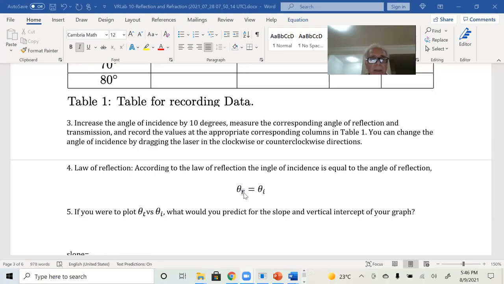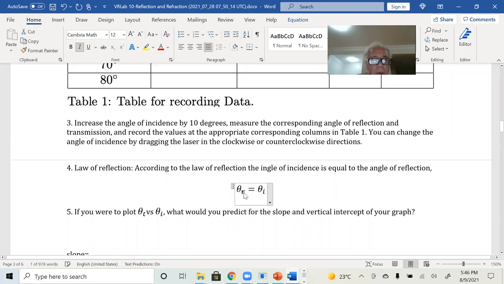Yeah, there's a typo here, okay? According to the law of reflection, the angle of incidence is equal to the angle of reflection. They put angle of transmission here. See that? It's supposed to be R, not T. Am I sharing the screen? Wait a minute. No. Yeah, here you go. Okay, take a look here. They put a theta T instead of theta R, okay?